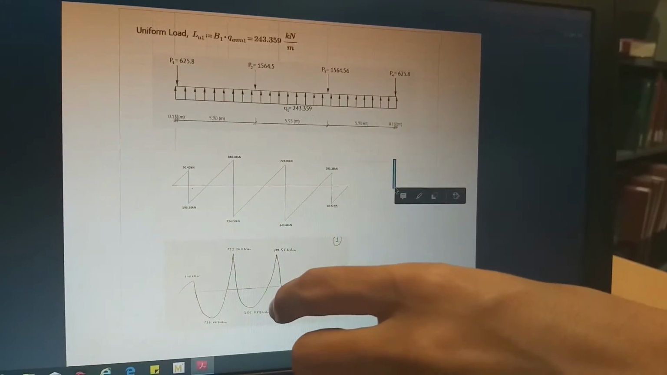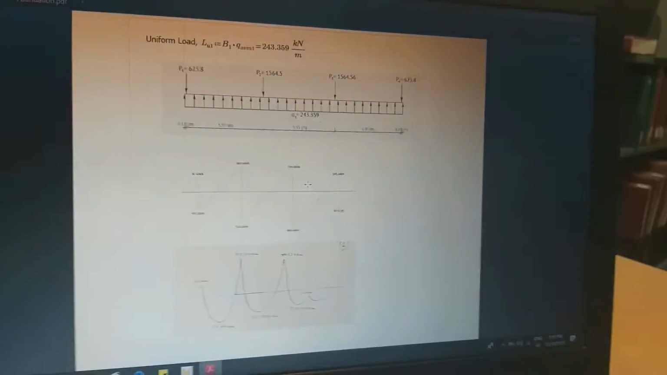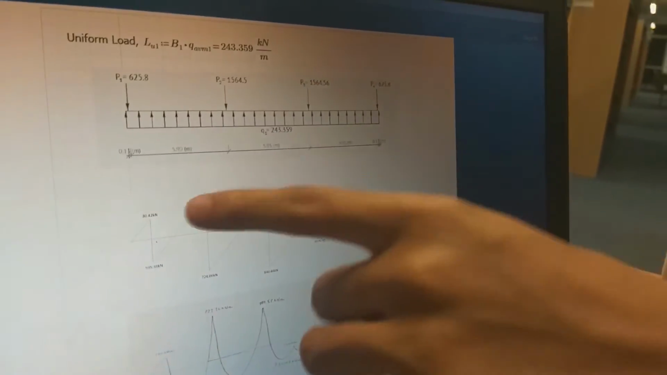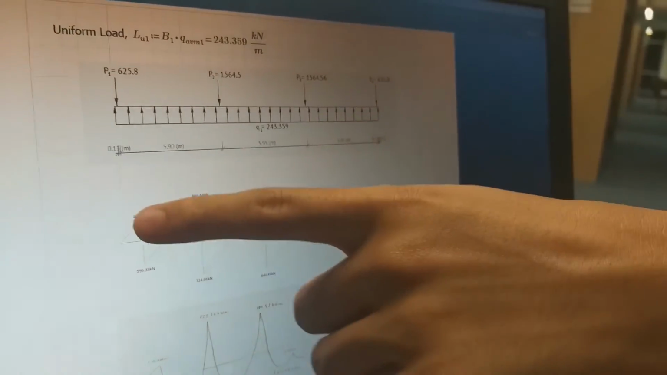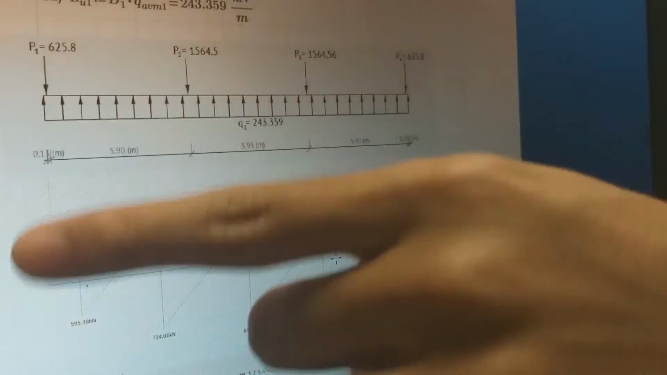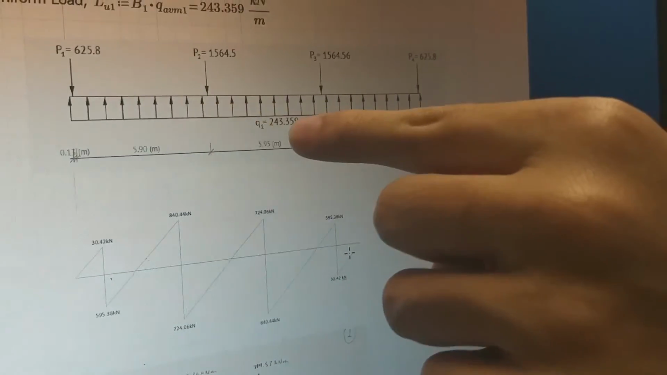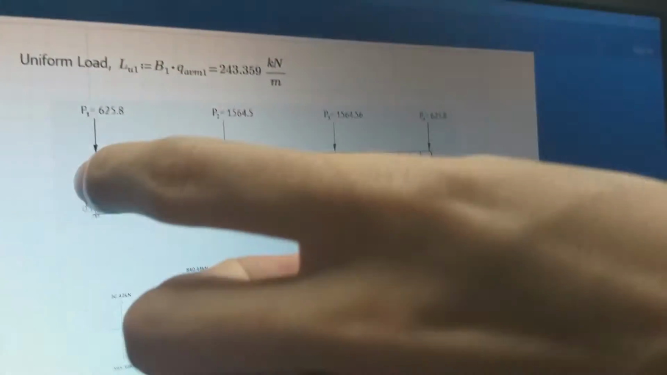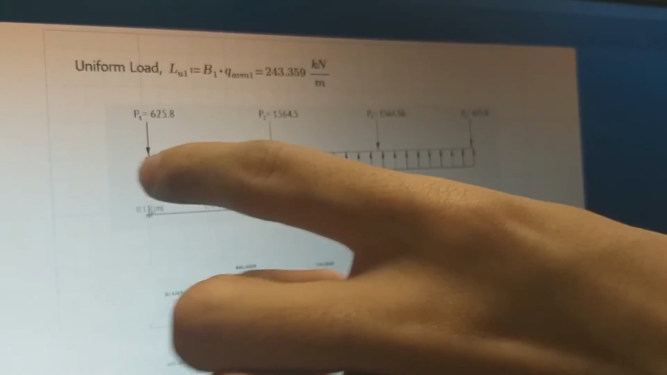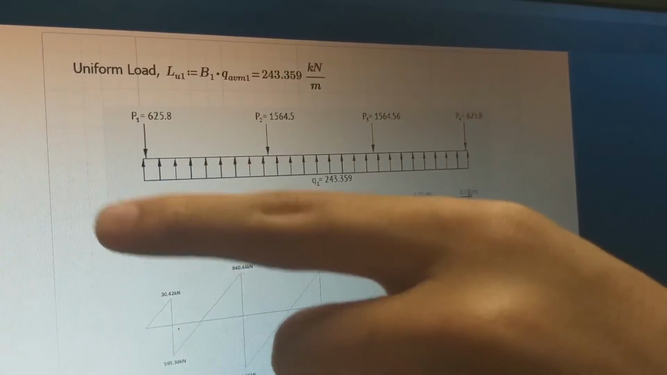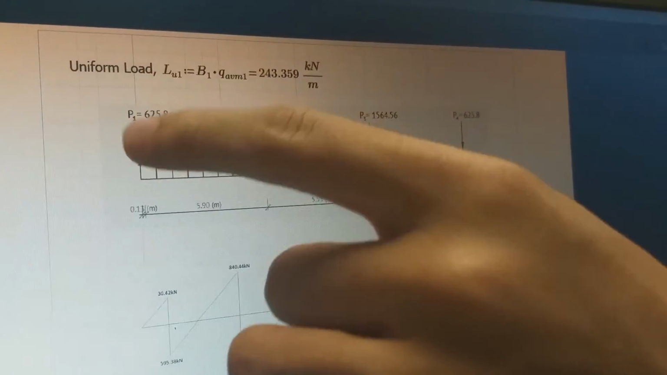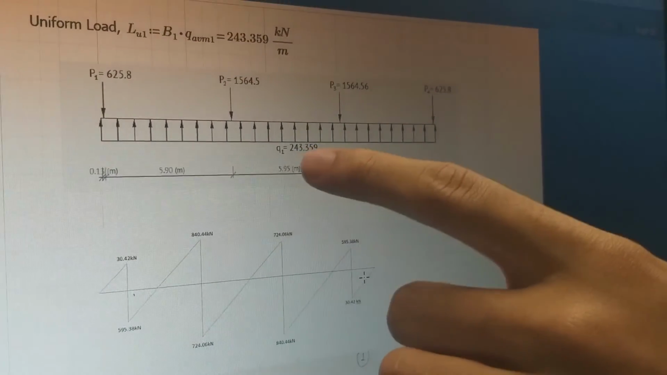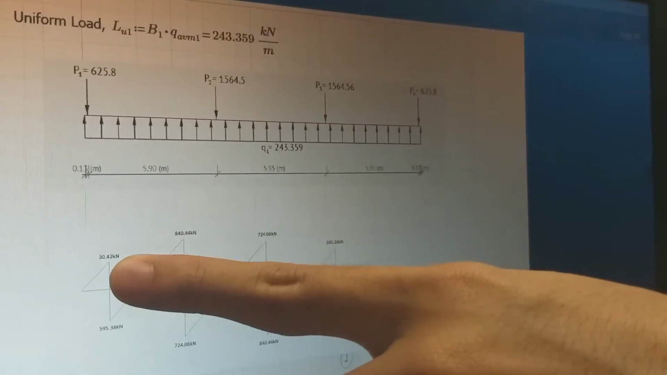Okay, so for the shear force diagram at first, as we can see, it's going to be 30.42 kilonewton. How do you come up with 30.42 kilonewton? First, we use the uniform distributed load, which is 243.359, multiplied by the length from the starting point until the distance at P1. So it's going to be 0.125. So 0.125 multiplied by 243.359, we get 30.42 kilonewtons.